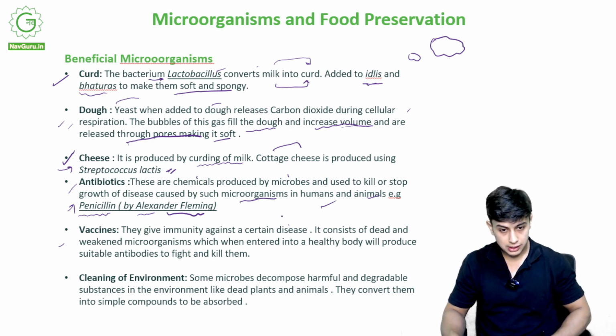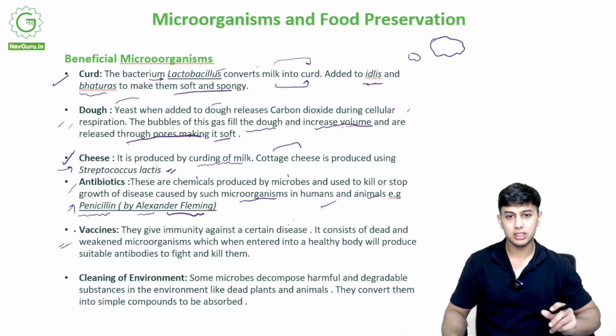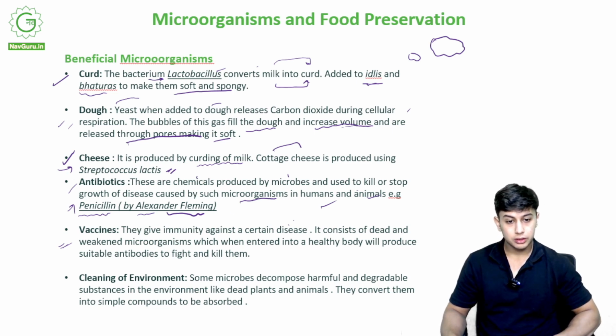So they give immunity against a certain disease. It consists of dead and weakened microorganisms. They take a weakened version of that disease, a weakened virus or weakened bacteria. They do it in the lab. They weaken that microorganism so that it will not harm you, but your body will know that a microorganism has entered and will produce antibodies against it. So when an actual virus attacks you, you already have antibodies to fight it, which when entered into a healthy body will produce suitable antibodies to fight and kill them.